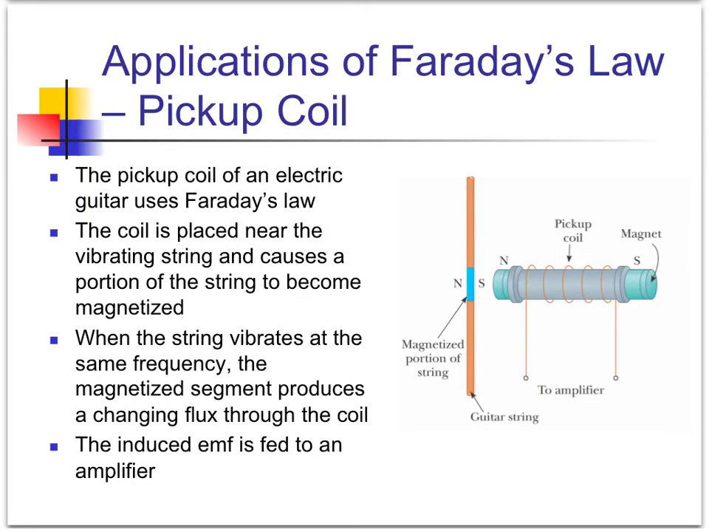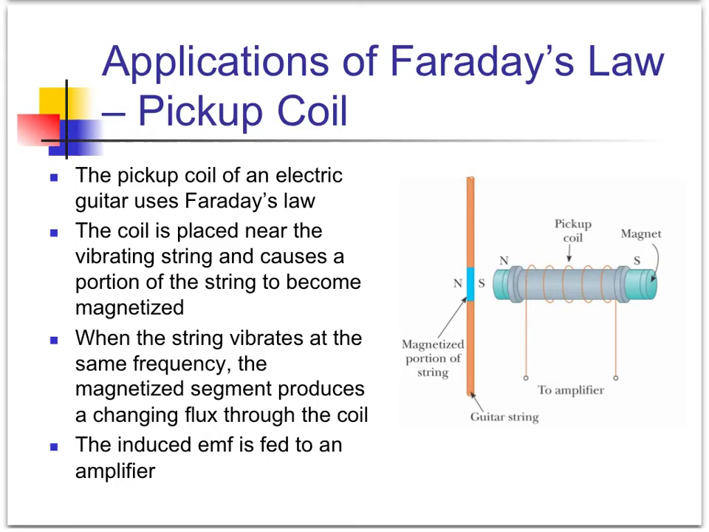Another more musical example is a pickup coil on an electric guitar. A coil is placed next to a vibrating string, and it causes a portion of this string to become magnetized. When the string is moving back and forth, it creates a changing magnetic field in this pickup coil. Usually it's buried inside the wood of the guitar itself. That changing magnetic field induces a current in the loops, and that signal then goes to the amplifier and out to a speaker where you can hear it being played.